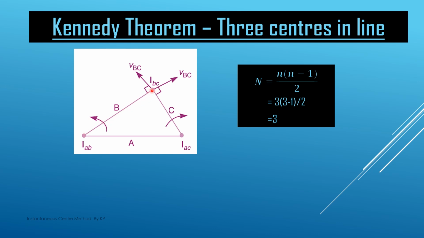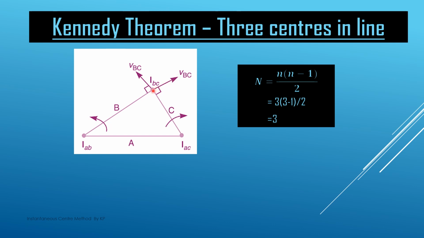Suppose we are considering this intersection point, IBC, on link B, and it is rotating in the anti-clockwise direction. So the velocity vector, VBC, will be perpendicular to this one and having an anti-clockwise sense. Similarly, if we consider this point on the right link, link C, and this link is moving in the clockwise direction, the velocity vector of this point is also perpendicular to the line joining IBC and IAC, and has a sense which makes this link rotate in the clockwise direction. So this is the velocity vector.